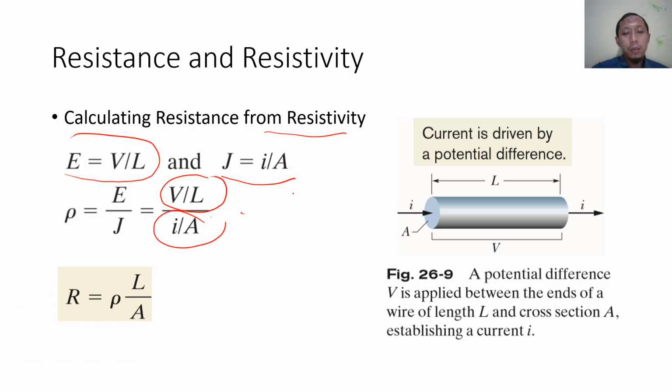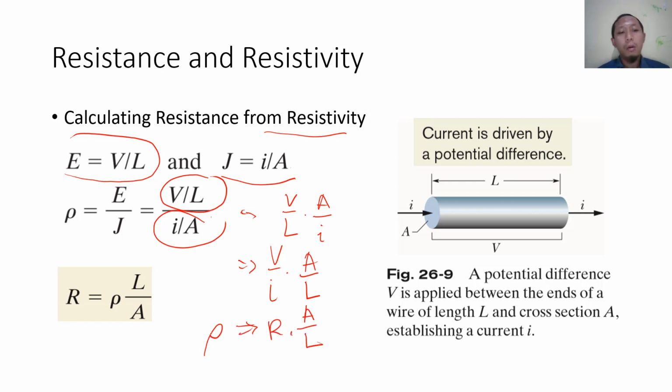Okay, so this is like this one, φ per L dot A per I. Yeah, so it is equal to φ per I dot A per L, so φ per I is R, so R equals ρ L per A. ρ is the material resistivity, L is the length of the conductor, and A is the cross-sectional area of the conductor.